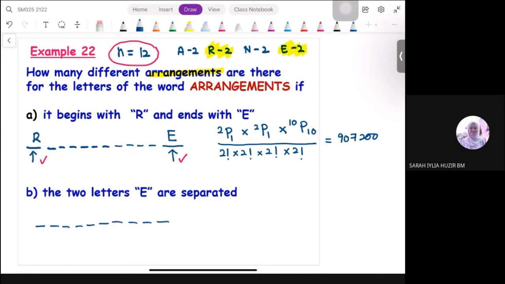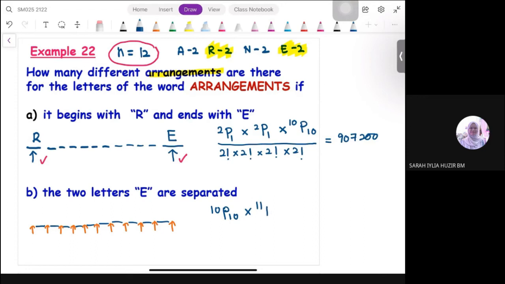Okay. So we arrange all these letters, 10P10. To ensure the E's must be separated, ingat kita akan susun E in between these spaces. Saya buat arrow banyak-banyak kali ni. Now, calculate together, means now we would have 11 different spaces that we can put letter E.